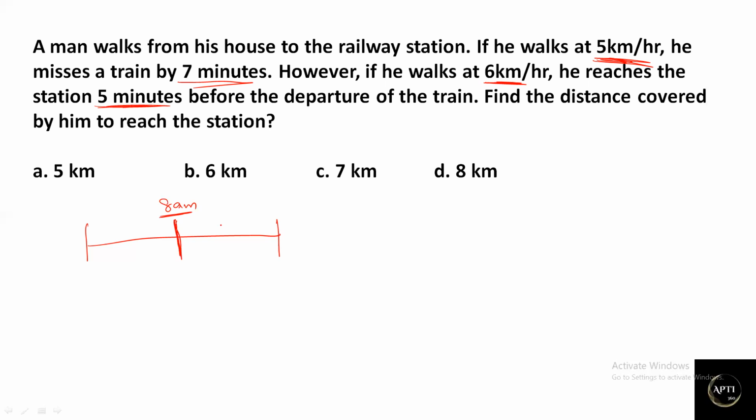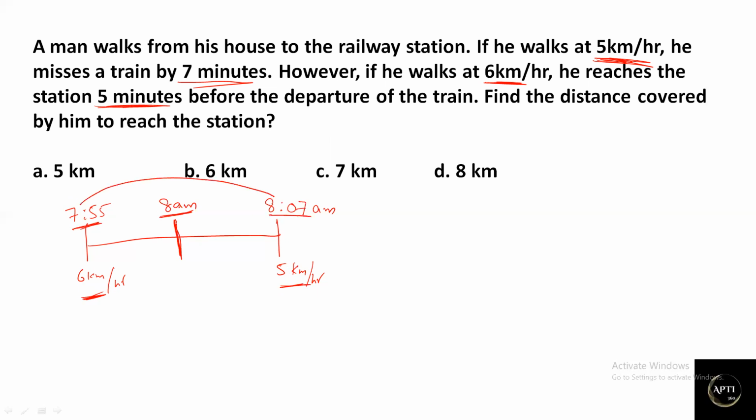Now if I go with 5 kilometers per hour speed, I miss the train by 7 minutes. Now the train has started already. Why? Because the train starting time is 8 a.m. I missed the train by 7 minutes means now I will reach the station by 8:07 a.m. This is how we can represent 7 minutes late, when I go with 5 kilometers per hour. Now the second condition: if I go with 6 kilometers per hour, I increase the speed, he reaches the station 5 minutes early. 5 minutes before the departure means 5 minutes early. 5 minutes early from 8 means, can I say I will reach the station by 7:55 itself. Now just try to understand, if I go with 6 kilometers per hour, I reach at 7:55; with 5 kilometers per hour, I will reach at 8:07.